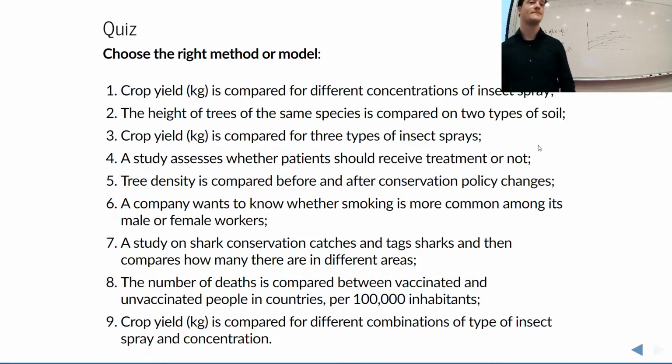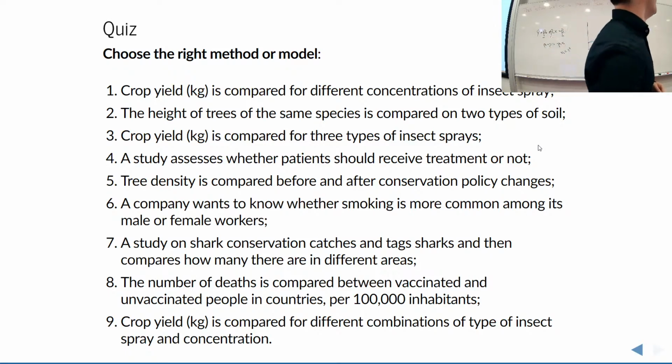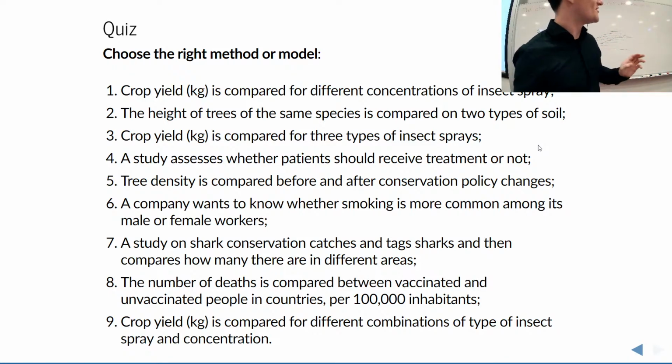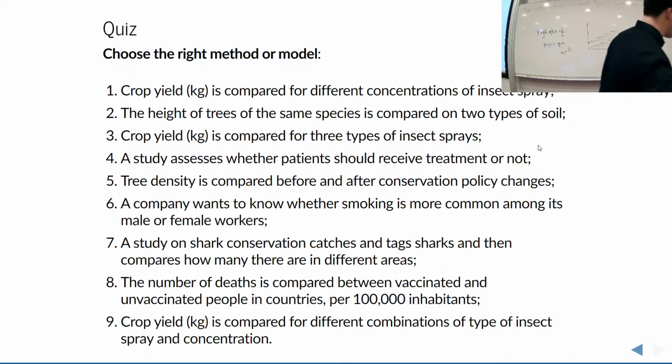Yes? Linear regression. Okay, good guess, because most things are linear regressions. She says it's probably linear regression, always a nice answer, but for number 1 specifically, the crop yield in kilograms is compared for different concentrations of insect spray. If I try to draw this study, it would look like this. Okay, so we have a concentration here. I don't know if this is visible, so let me quickly move this explanation to the center. Sorry.